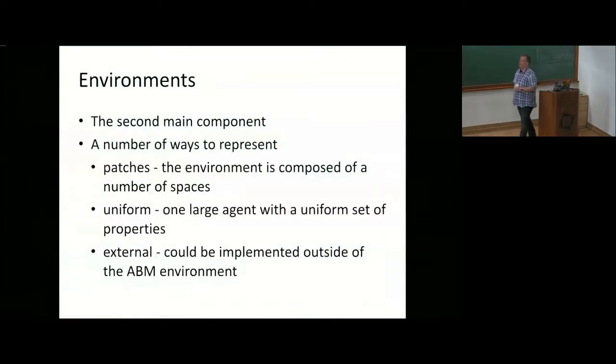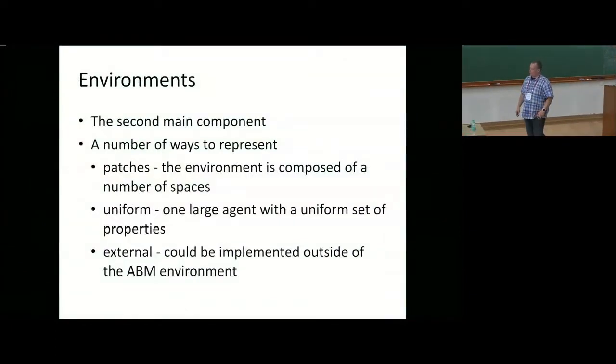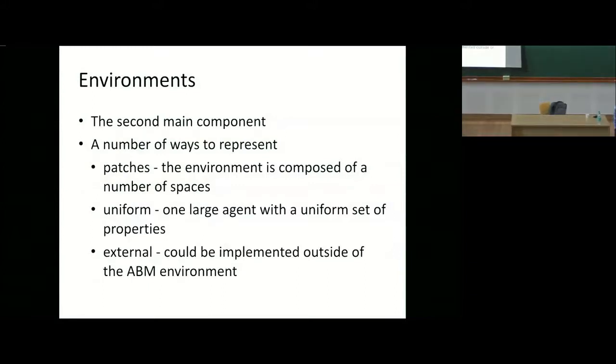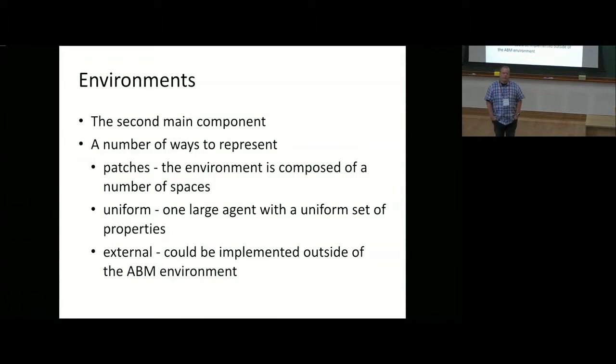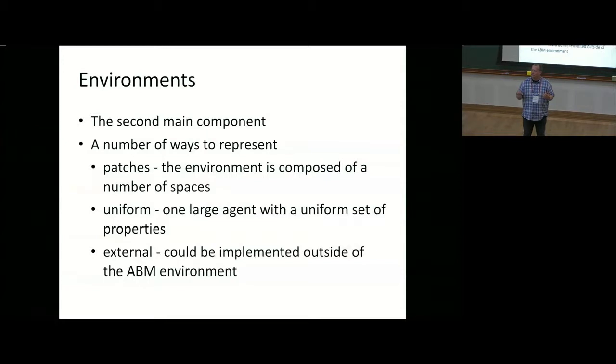So far we've talked a lot about agents. I want to talk about environments. Environments are different, right? And there are a number of ways to represent your environment. There are three ways that we think about normally. Patches, which is the way we've been talking about a lot. Another way to think about environment is a uniform environment, right? So you could think about just making the world one big patch, and then every agent is just located on the same patch within that world, right? That's pretty easy to imagine.